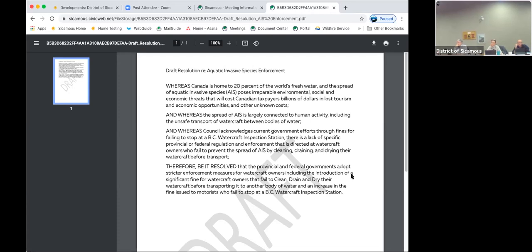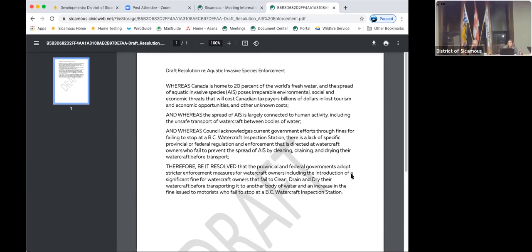Whereas Canada is home to 20% of the world's freshwater and the spread of aquatic invasive species poses irreparable environmental, social, and economic threats that will cost Canadian taxpayers billions of dollars in lost tourism and economic opportunities and other unknown costs. And whereas the spread of AIS is largely connected to human activity, including the unsafe transport of watercraft between bodies of water. And whereas council acknowledges current government efforts through fines for failing to stop at BC watercraft inspection stations, there is a lack of specific provincial or federal regulation and enforcement directed at watercraft owners who fail to prevent the spread of AIS by cleaning, draining, and drying their watercraft before transport.